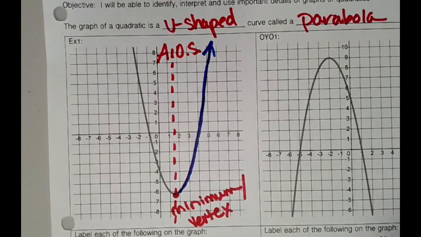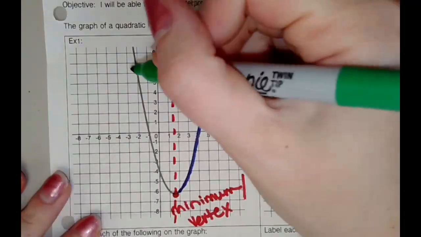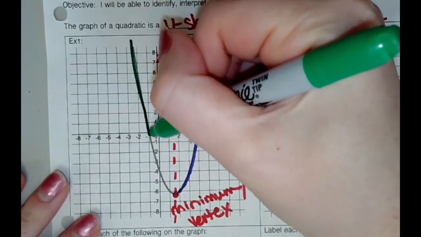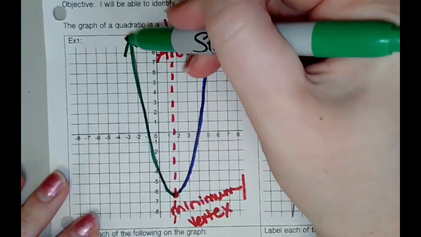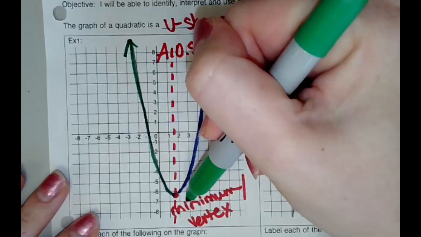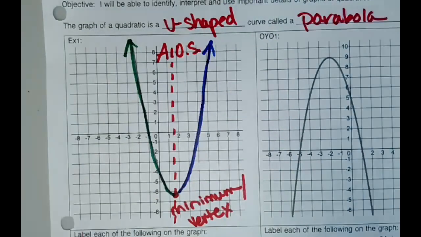So my left-hand side is going to be the side that is decreasing, right there. Do keep in mind it does go on forever, so it comes all the way down, stops here, and then continues to go up.